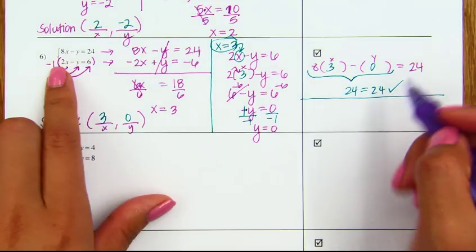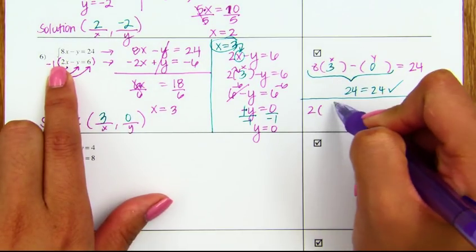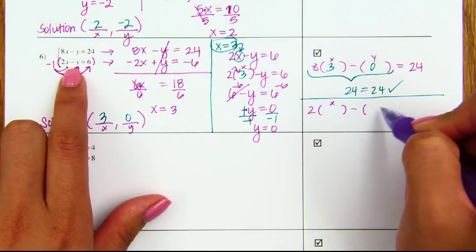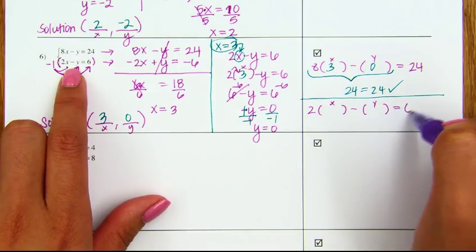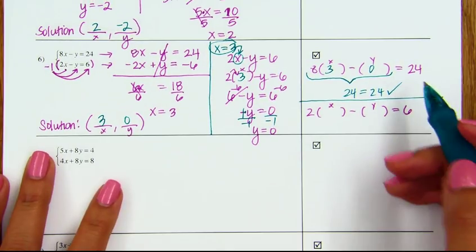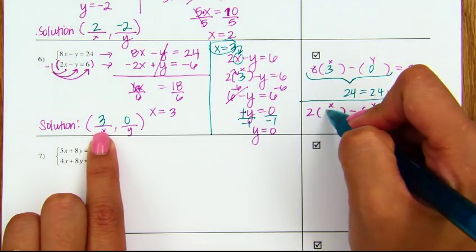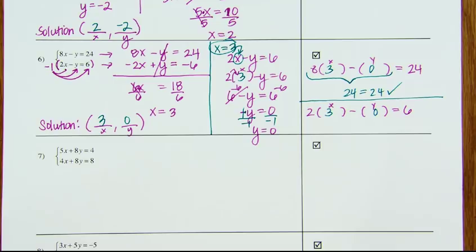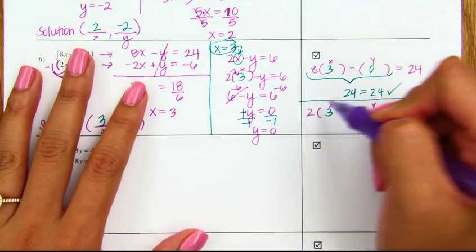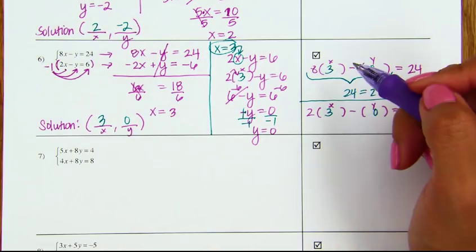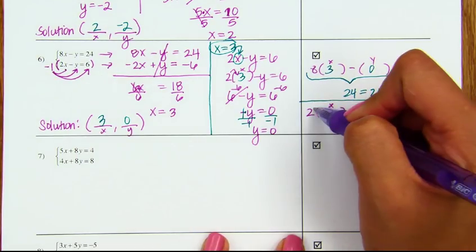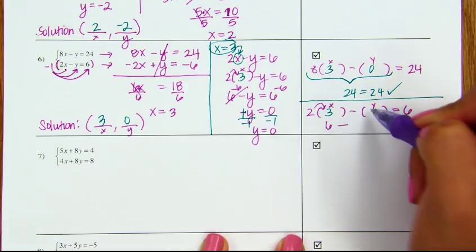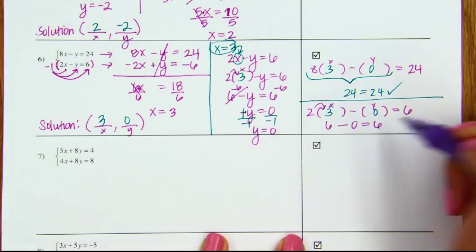Next one, we have 2 parentheses x minus y, parentheses for y, equals 6. What is x? According to our work, x is a 3. According to our work, y is a 0. So here, I'm not going to show you using the calculator because this one's not difficult at all. So I do want to show you how you can do it in your head as well. So 2 times 3 is 6 minus 0. Does that equal 6? Absolutely. So it does check out.